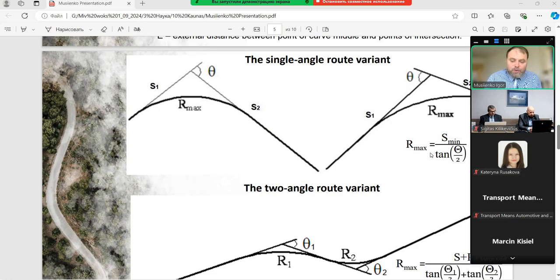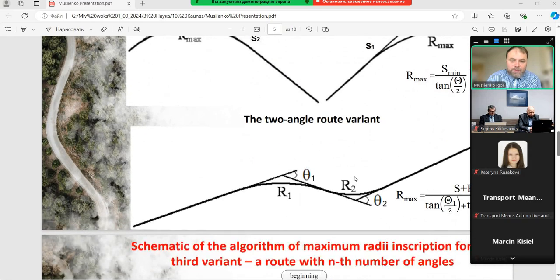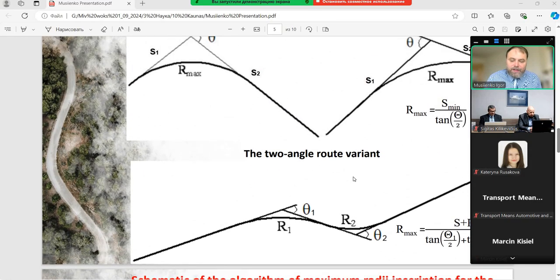And the two-angle route variant, when the maximum radius inscription is limited by the distance between adjacent intersections. We have the common distance for the two angles, which must be divided between the two tangents. Obviously, the radii between the first and second angles must be equal, and in this case they are maximum. This can be found using the formula.